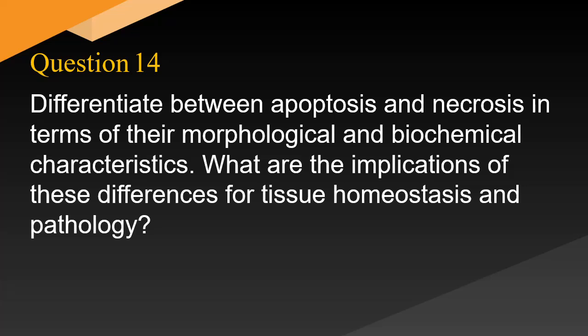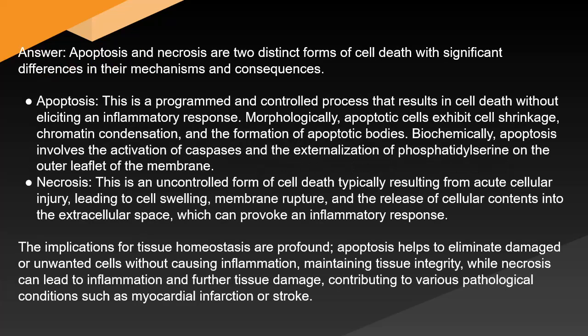Differentiate between apoptosis and necrosis in terms of their morphological and biochemical characteristics. What are the implications of these differences for tissue homeostasis and pathology? Answer: apoptosis and necrosis are two distinct forms of cell death with significant differences in their mechanisms and consequences. Apoptosis: this is a programmed and controlled process that results in cell death without eliciting an inflammatory response.